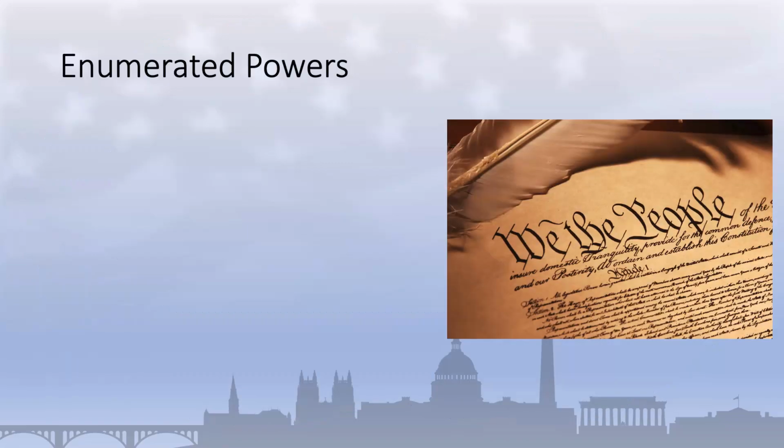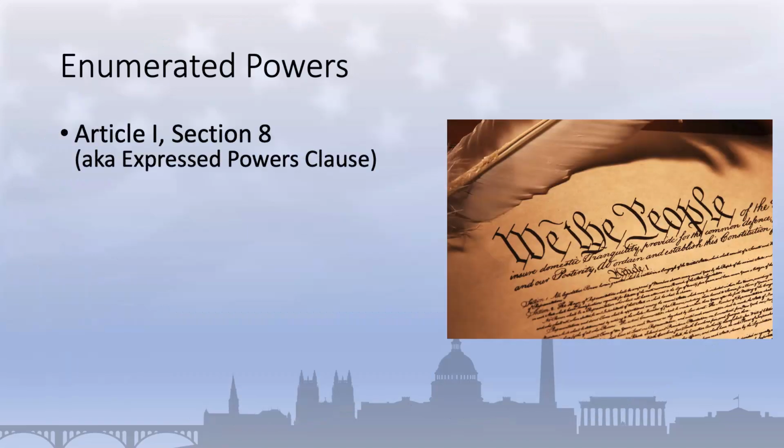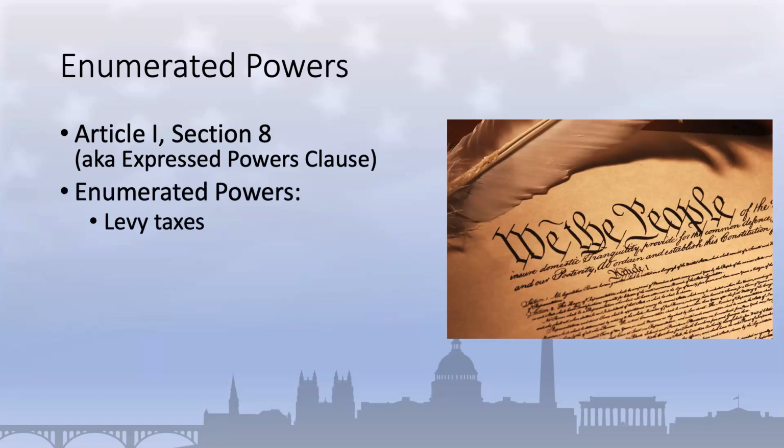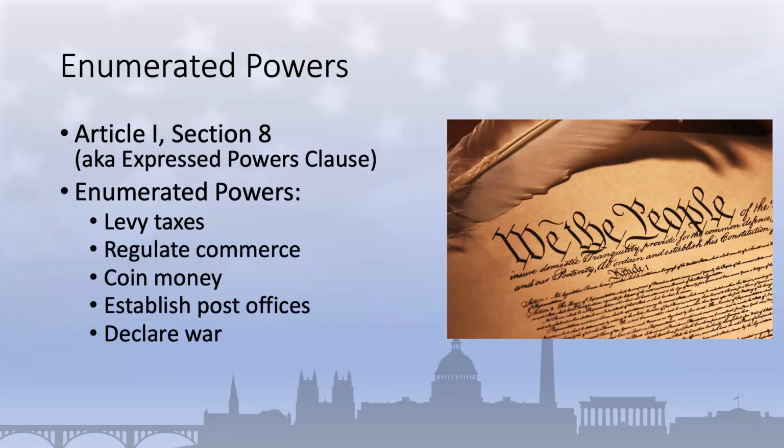Article 1, Section 8 of the U.S. Constitution outlines the broad powers explicitly granted to the federal government. Because of this, it's sometimes referred to as the Enumerated Powers or the Expressed Powers Clause. These powers include the ability to levy taxes, regulate commerce, coin money, establish post offices, declare war, and maintain a military. The enumerated powers were designed to provide the central government with sufficient authority to address national issues while maintaining a balance of power with the states.